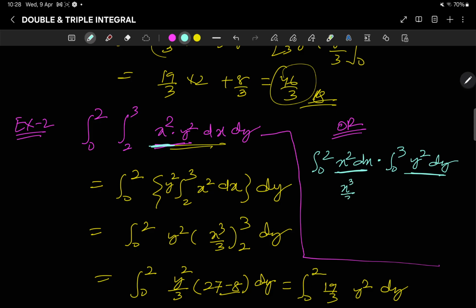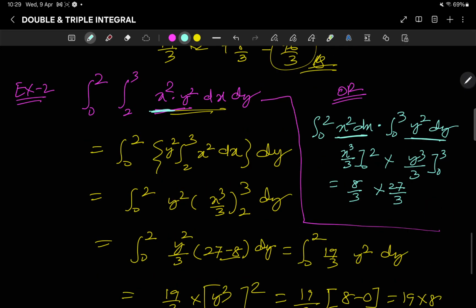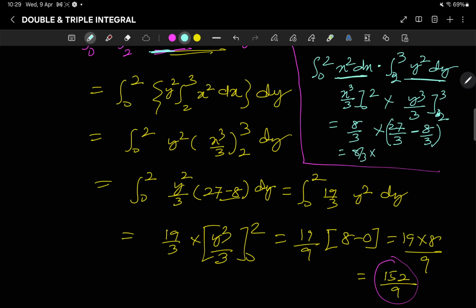It is x cube by 3 from 0 to 2 into y cube by 3 from 0 to 3. So this will give you 8 by 3, and it will give you 27 by 3. Actually this limit is from 2 to 3, so it is from 2 to 3. It is 27 by 3 minus 8 by 3. So it is 8 by 3 into 19 by 3. So this is 152 by 9.